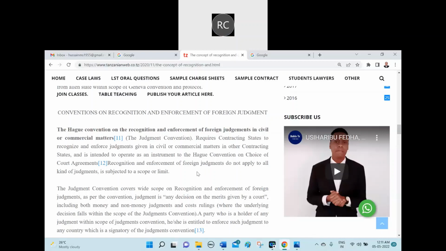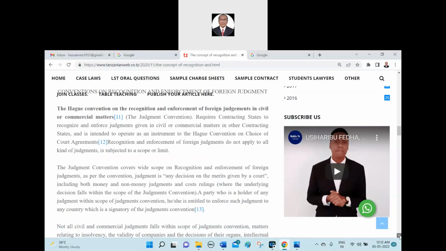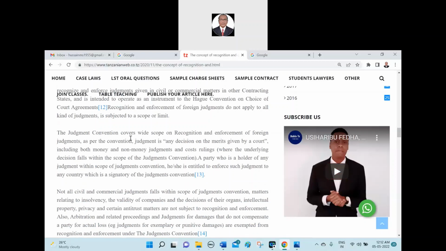England is also a member of the Hague Convention, and Tanzania is also a member, and hence when a tribunal judgment is passed in one country, it should be given respect in the other country, because they are members. So the convention covers a wide scope of the recognition and enforcement of the foreign judgment. Which convention? Hague Convention. In what? Civil and commercial matters.